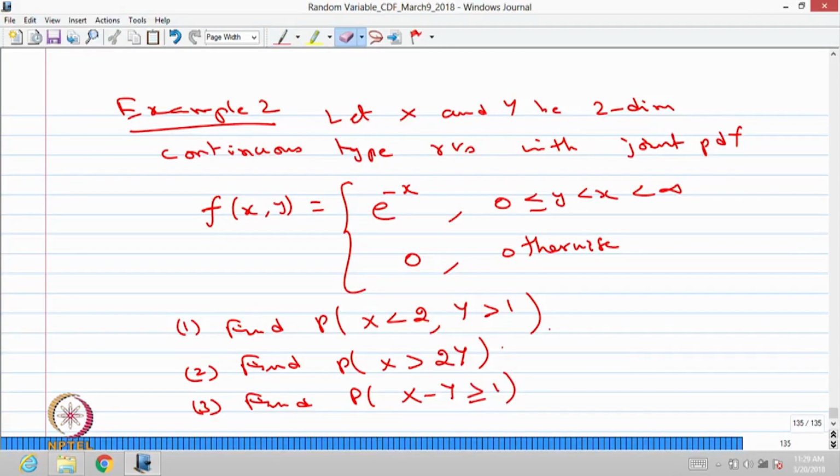It's a very simple problem. The joint probability density function is given, and we are finding the probability of different Borel sets in R2.